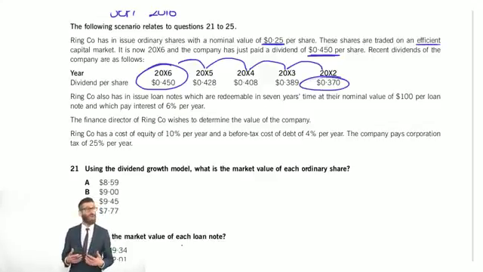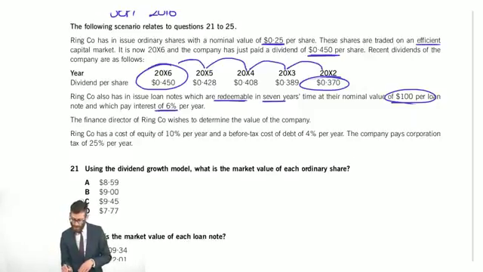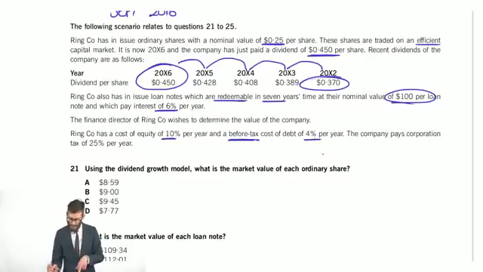The company also has in issue loan notes which are redeemable in 7 years at their nominal value of $100 and they pay interest of 6%. The finance director wants to determine the value of the company. They have a cost of equity of 10% and a before tax cost of debt of 4%. Corporation tax of 25% is the red herring.